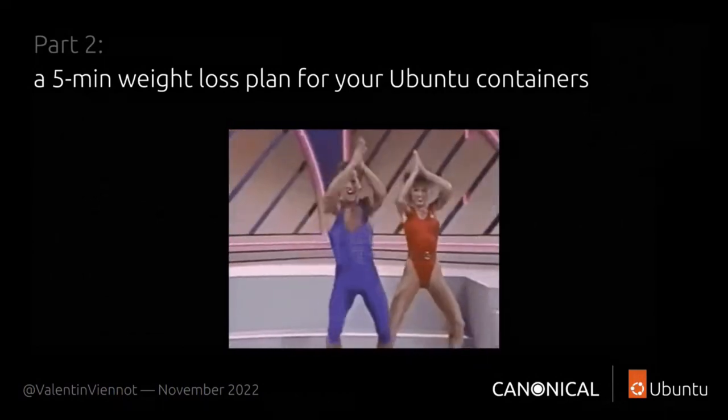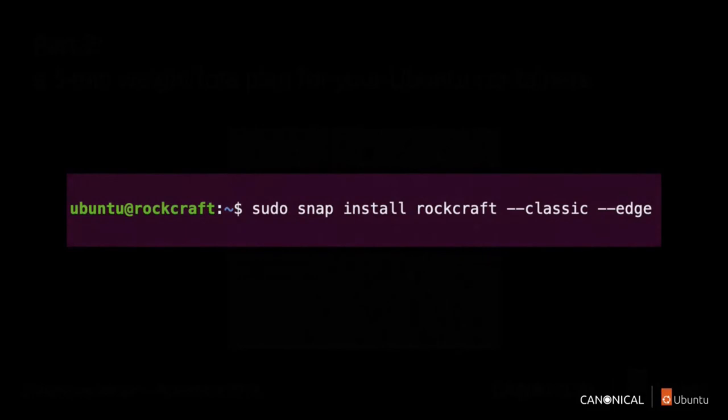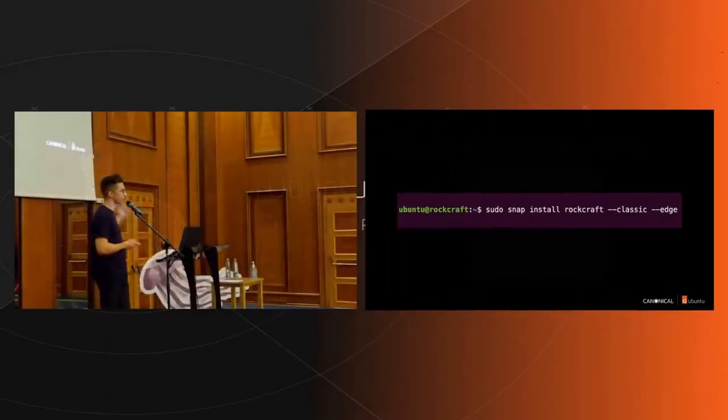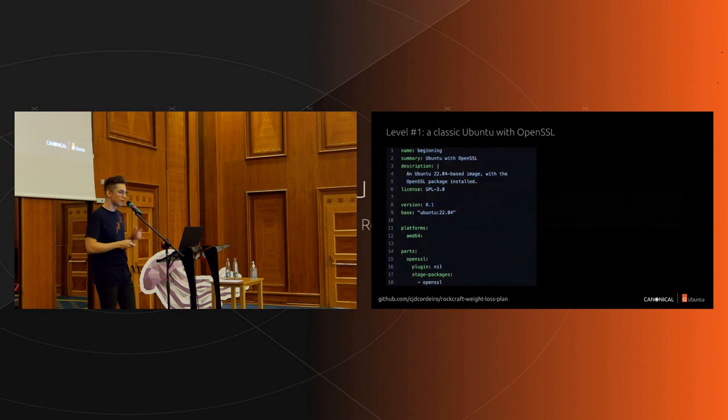Well, it's going to be a 2-minute weight loss plan for your Ubuntu containers. We're not going to use Dockerfiles. If you missed the rock session earlier today, I invite you to watch the recording whenever it's out. But we are going to use Rockcraft, a very short way to pitch it: it's sort of a declarative approach to Dockerfile multi-stage builds. So you just have to declare what you want to include in your image, and the multi-stage build happens behind the scenes. And the first definition file that we have is this one.